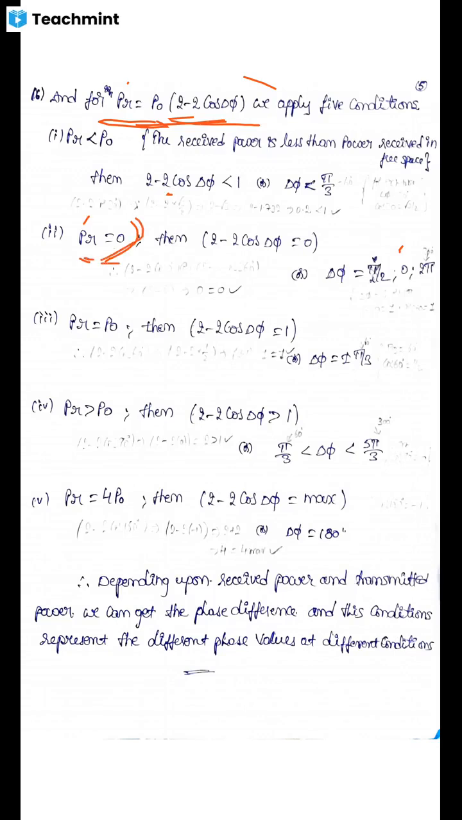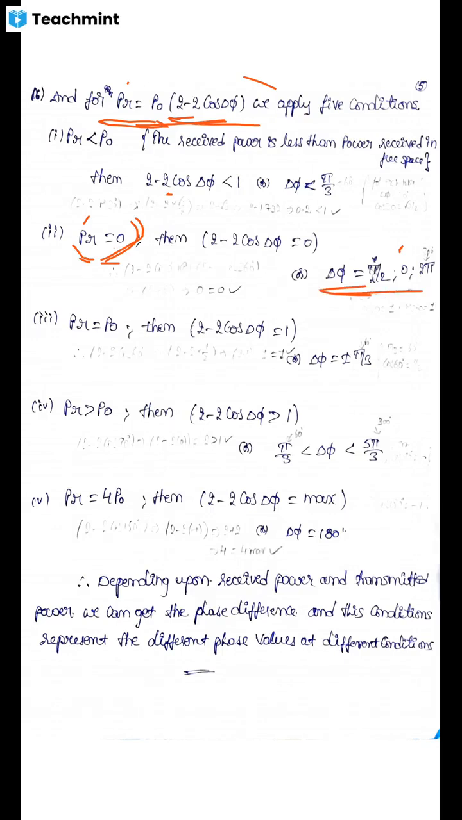If PR is equal to 0, then I should get 2 minus 2 cos del phi as 0. When will I get 2 minus 2 cos del phi equal to 0? When del phi is equal to 0 or 2 pi, not pi by 2. When del phi is equal to 0 or 2 pi.